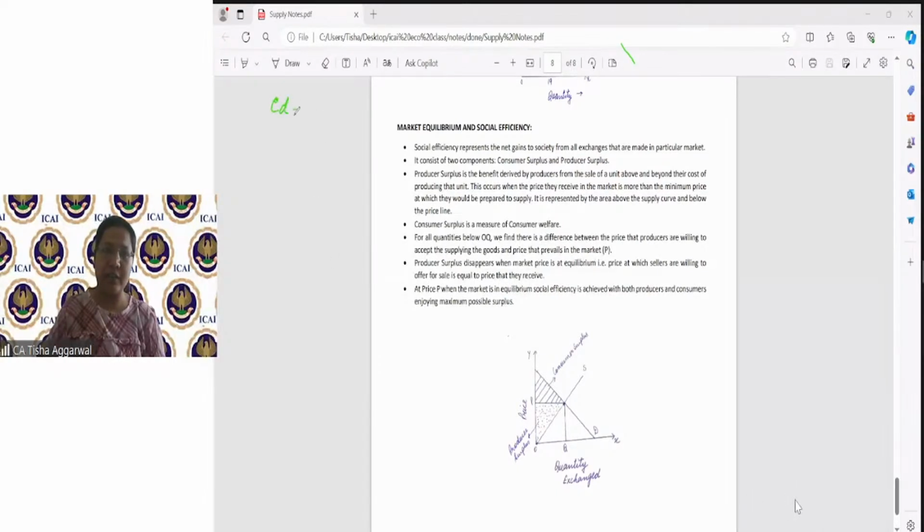So elasticity of demand is percentage change in quantity upon percentage change in price. Come on, write the full formula. I'll just do a couple of questions with you so that you understand how the numerical part could be.